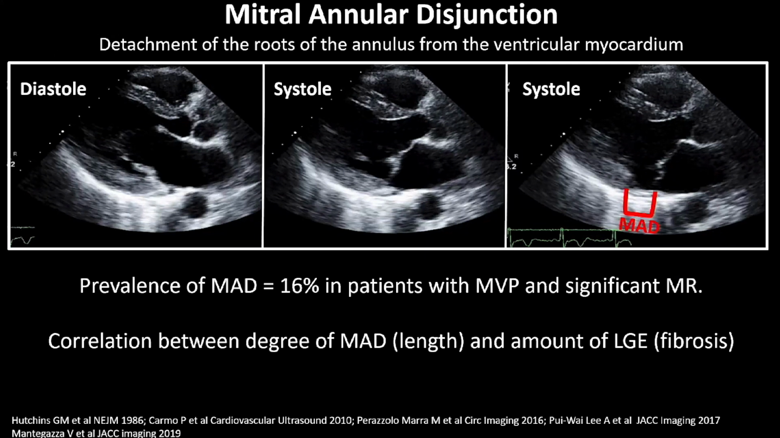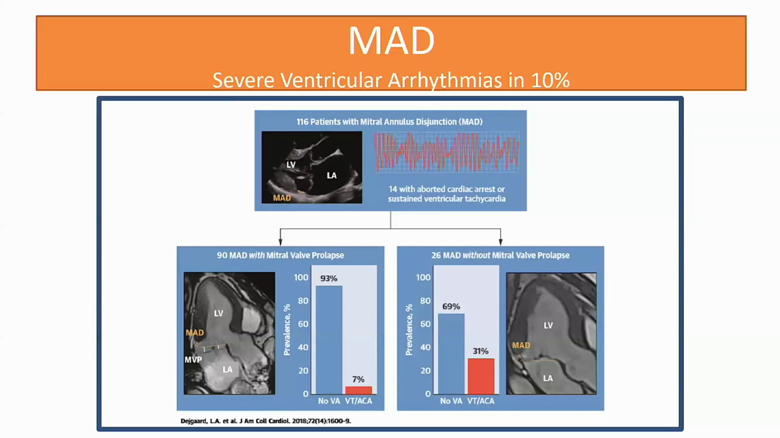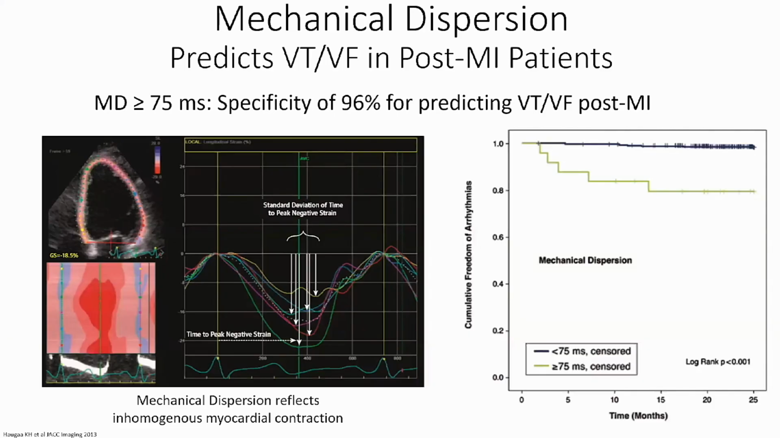This is an example of mitral annular disjunction, another transthoracic echo finding, which is prevalent in 16% of patients with MVP and significant MR. And there is data to demonstrate a correlation between the degree of mitral annular disjunction and the amount of fibrosis on MRI. And this is a study of MAD patients showing that, whether MVP or non-MVP patients, severe ventricular arrhythmias were present in 10% of the population.